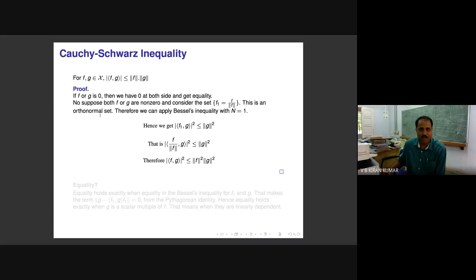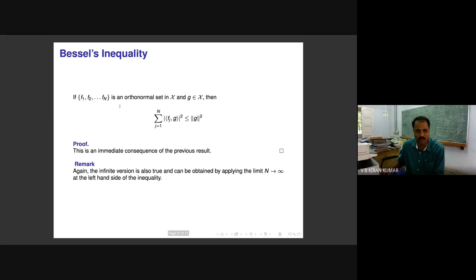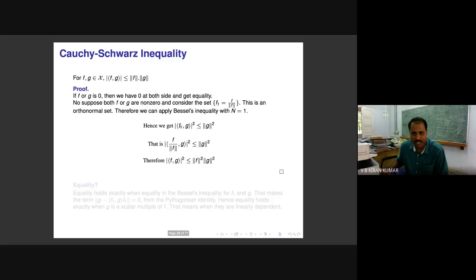Now we apply Bessel's inequality with n equal to 1. Recall that Bessel's inequality is true for an orthonormal set and for any g belonging to X. You have this inequality. If n equals 1, that means the absolute value square of the inner product of F1 and g will be bounded by norm g square. So we apply that here. You obtain mod inner product F1, g square is bounded by norm g square.